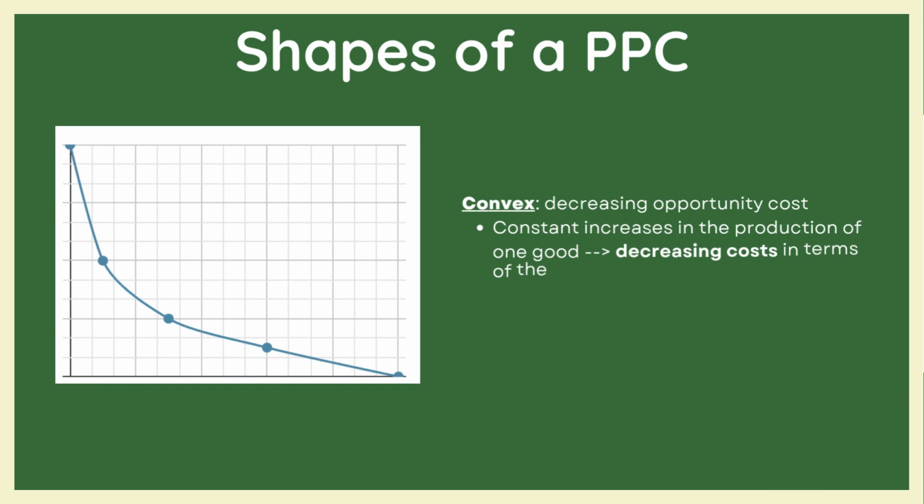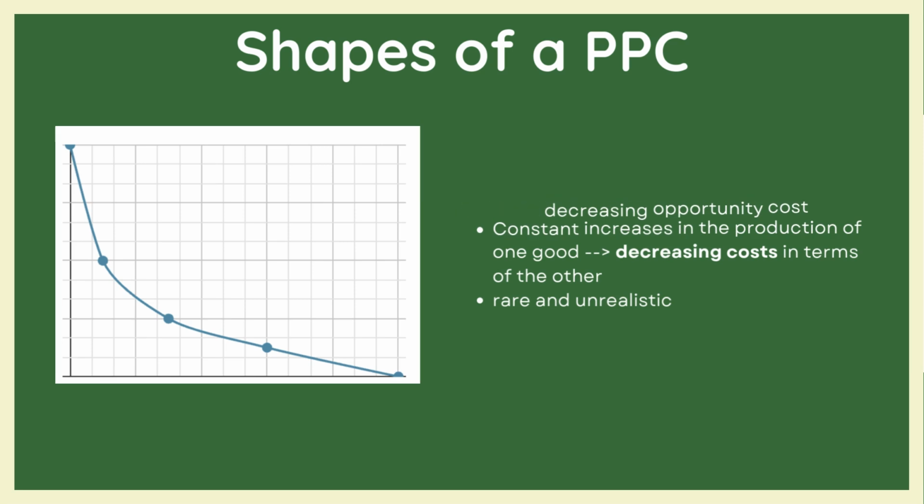The bowed-in or convex curve represents a decreasing opportunity cost, where constant increases in the production of one good have decreasing costs in terms of the other. This shape of PPC is very rare and unrealistic. It is not typically seen in the real world because decreasing opportunity cost is almost impossible.